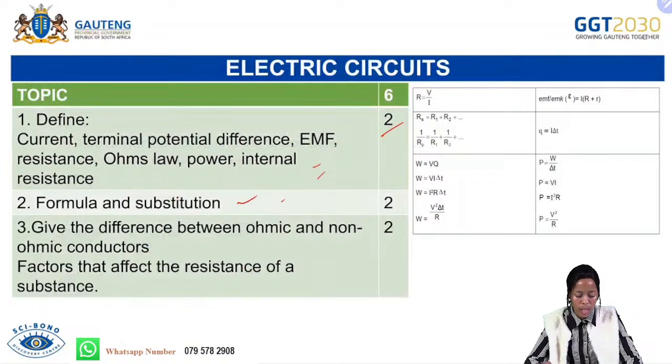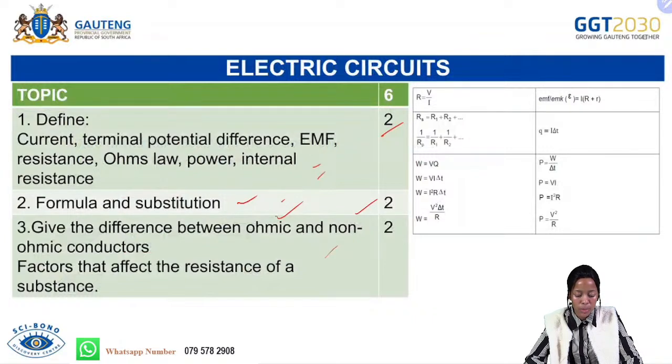Number 3, it says give the difference between ohmic and non-ohmic conductors. You will know that an ohmic conductor obeys Ohm's law, and a non-ohmic conductor does not obey Ohm's law. Then you must be able to know the graphs: an ohmic conductor will be a straight line graph, and a non-ohmic conductor will not be a straight line graph.